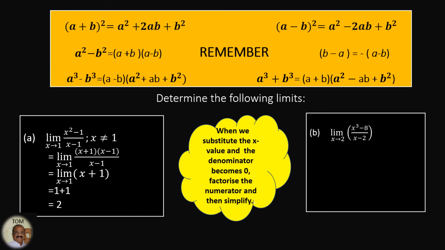Another question, (x cubed minus 8) over (x minus 2). We get 0 in the denominator if you substitute 2. Factorize carefully. You must remember these identities. And factorize, we cancel x minus 2 and x minus 2. We get x squared plus 2x plus 4. Substitute carefully and use your calculator for the final answer. Here the limit of the function is equal to 12.